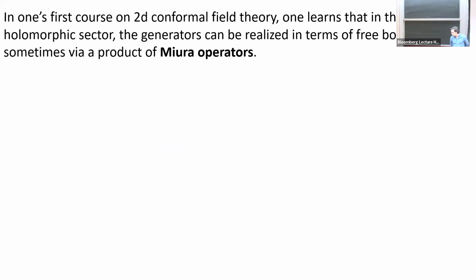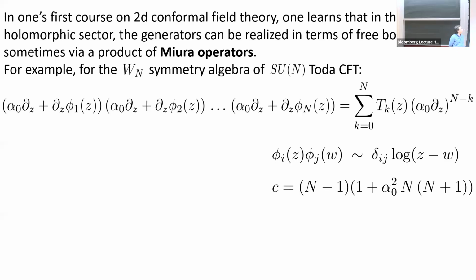Well, in one's first course in two-dimensional conformal field theory, one learns that in the holomorphic sector, the generators can be realized in terms of free bosons. Free field formalism, Coulomb gas formalism, Dotsenko-Fateev formalism, it goes by many names, and sometimes in certain cases by a product of Miura operators. What do I mean?